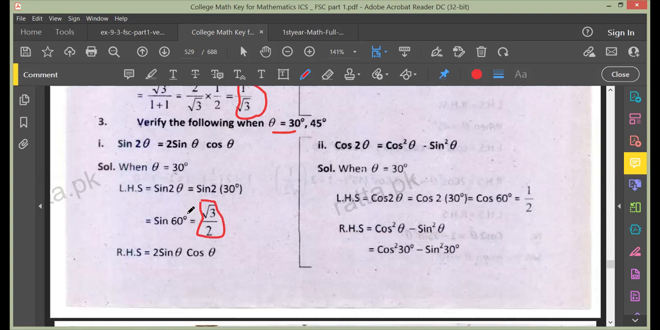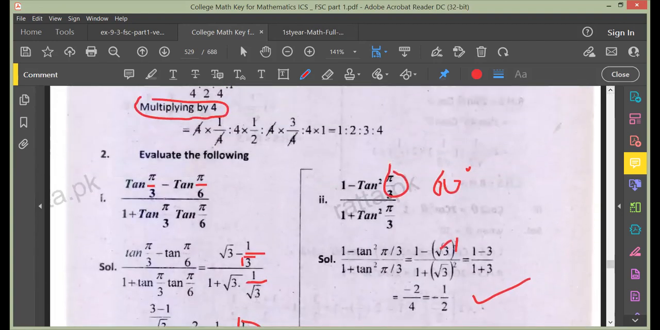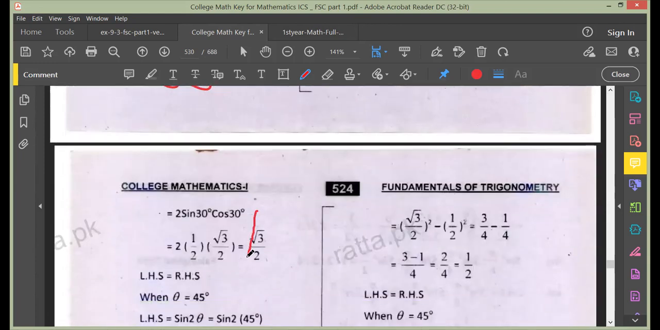And similarly, the right side is equal to 2 sine theta cos theta. So we will write it as 2 sine of 30. Sine of 30 is equal to 1 by 2 and cos of 30 will be equal to square root 3 by 2. So after simplification, the right hand side will be equal to square root 3 by 2. If we look at the answer, this will be equal to square root 3 by 2.